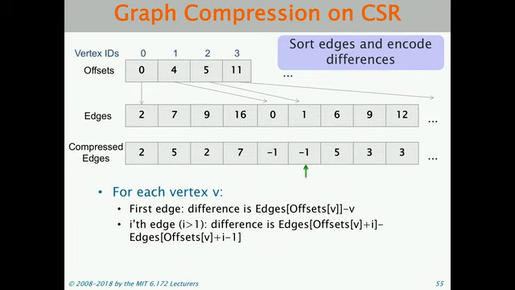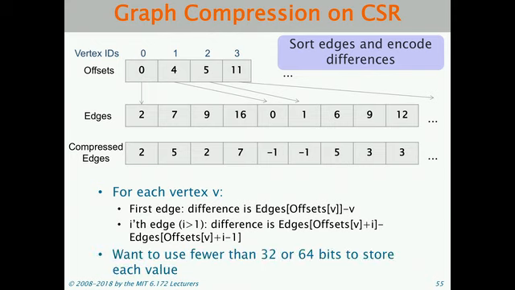Notice that there are some negative values here. This is because the target is smaller than the source. In this example, 1 is smaller than 2, so if you do 1 minus 2, you get negative 1. This can only happen for the first edge for any particular vertex, because for all of the other edges, we're encoding the difference between that edge and the previous edge, and we already sorted these edges so that they appear in non-decreasing order. This compressed edges array will typically contain smaller values than the original edges array.